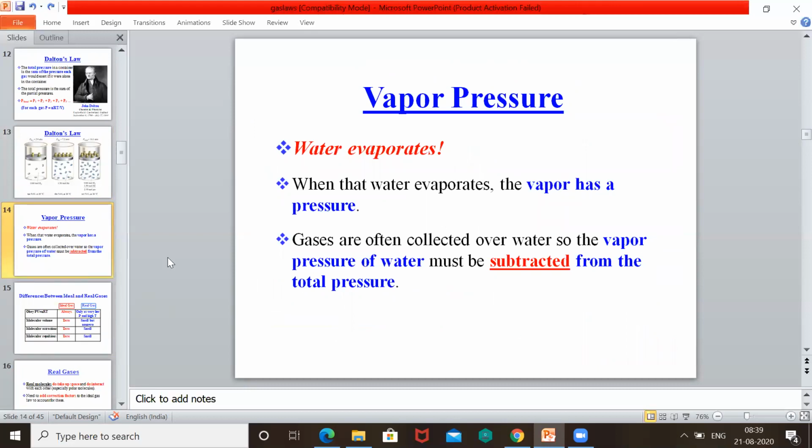Now we have a gas equation, PV is equal to nRT, based on these gas laws: Boyle's law, Charles' law, Avogadro's law, and Dalton's law. All these gases represent ideal gas, and the ideal gas equation is PV is equal to nRT, where P is the pressure, n is the number of moles, and R is the gas constant, we call it the universal gas constant.